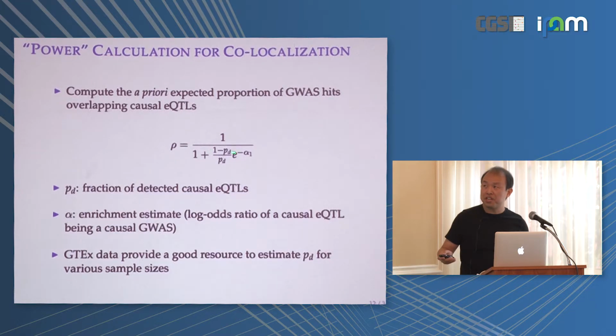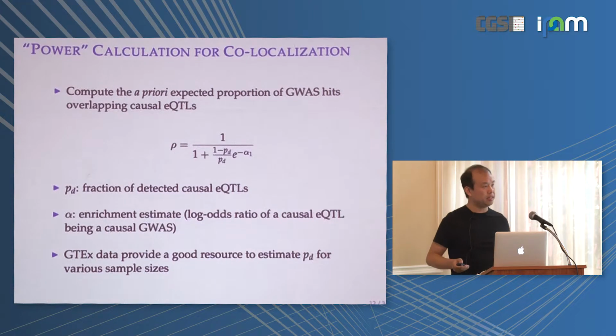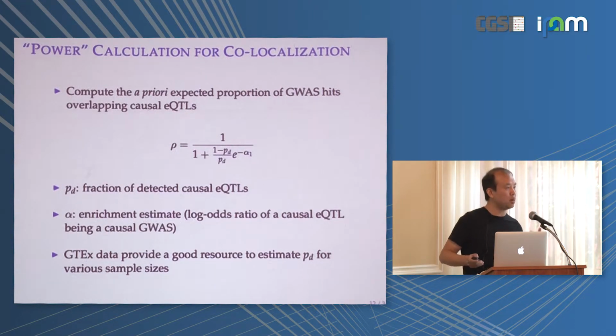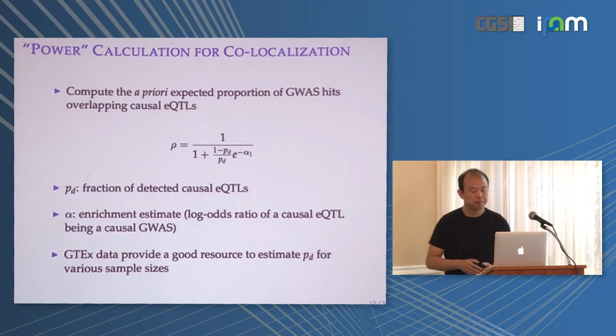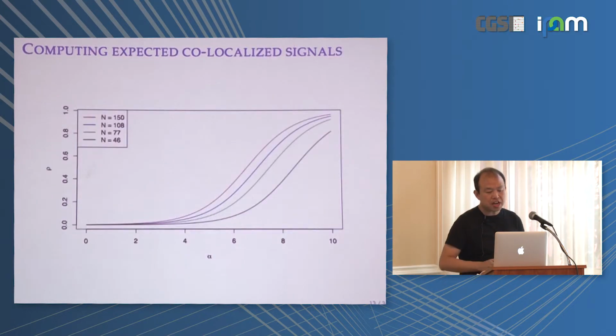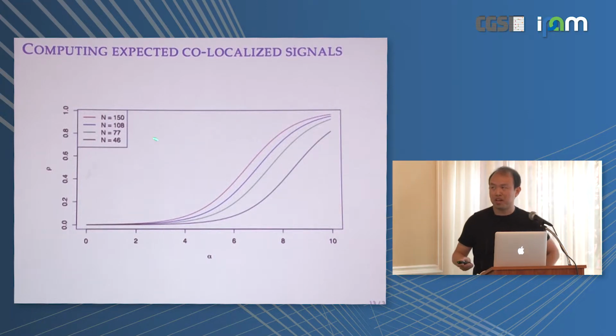The other thing is basically the prevalence of EQTLs in your data. So it's related to the ability to identify EQTLs, what kind of EQTLs. So that's the P of D, basically the proportion of SNPs that are causal EQTLs. The GTEX data is a very good resource to get the P of D, I would argue. So this is actually something from a real-life example.